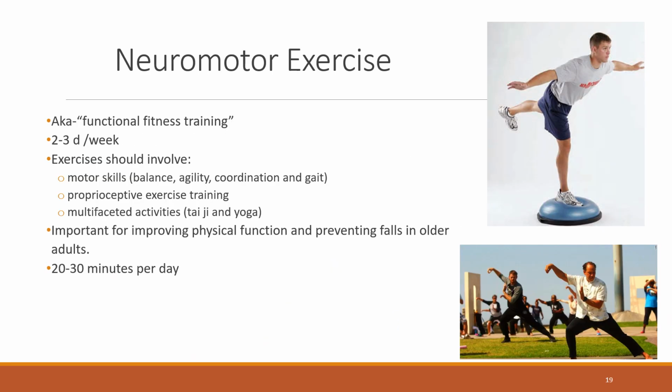The one that was just added in the last guidelines is neuromotor exercise, also known in the gym world as functional fitness training, but it involves using skill components of fitness such as balance, agility, coordination, and gait. It makes you aware of where you are in space, so it engages your proprioceptors. A lot of the research that was included in the ACSM guidelines had to do with Tai Chi and yoga, and that's where the benefits associated with those formats come from, and that can be done in about 20 to 30 minutes a day.